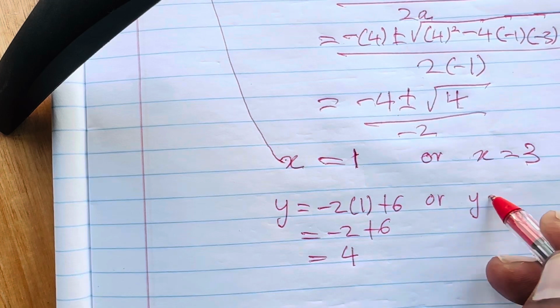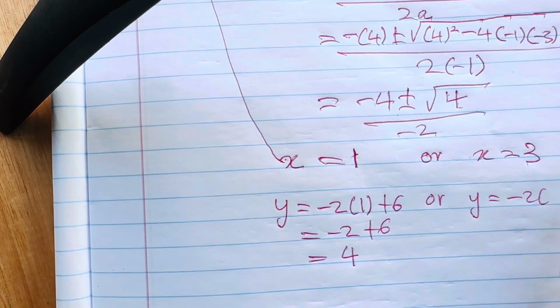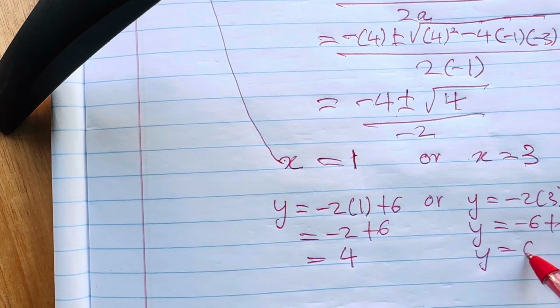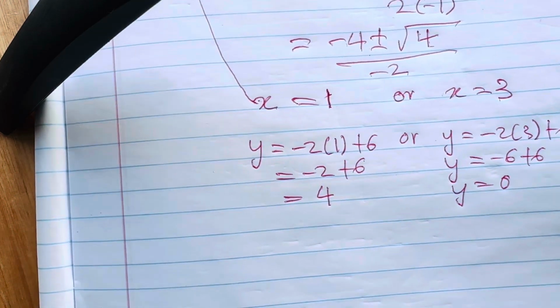Or y is equal to negative 2 into 3 plus 6. Y is equal to negative 6 plus 6, which is y is equal to 0. Then we solve for both x and y. Thank you very much.